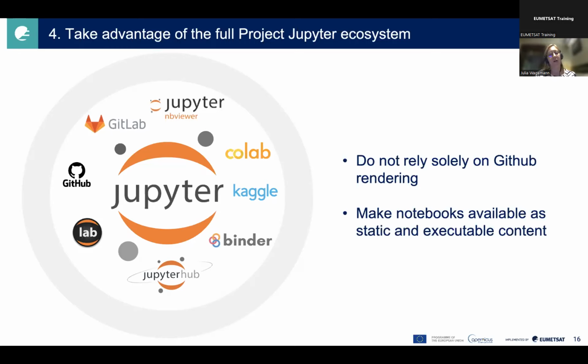But even though there are no additional resources for a specific Jupyter Hub server, there are also free tools out there that allow you to make content available. So, for example, you can make an executable version available via Binder, or also via Colab and Kaggle. You can upload notebooks, and then you can share a link to an executable notebook via Colab and Kaggle.